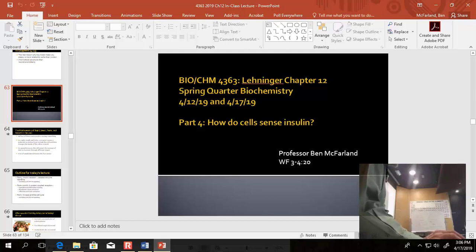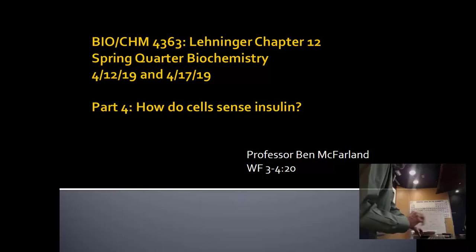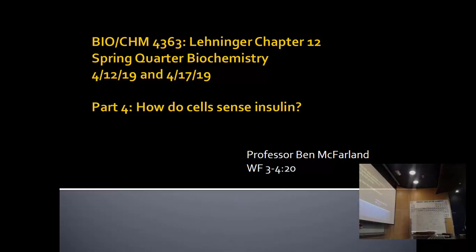So now we're going to be moving on with what seems like a pretty simple question, but it's going to lay the groundwork for a lot more complicated questions. The question is, how do cells sense insulin? Cells cannot directly sense glucose. They need another proxy. Sensing glucose would be too hard, and it's a fundamental purpose of each cell.